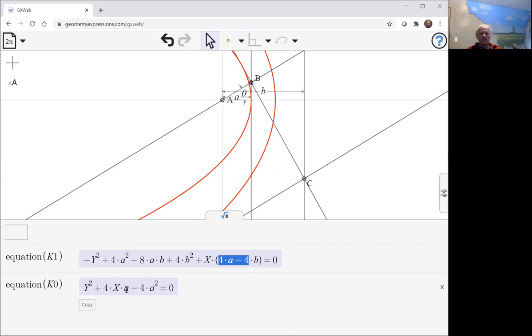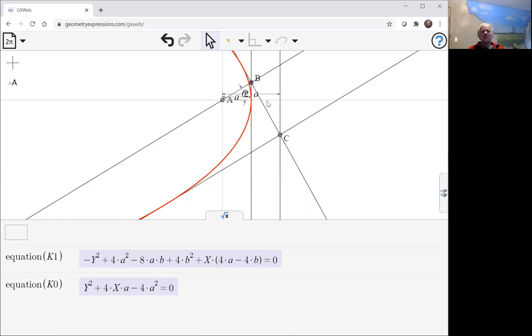Instead of multiplying 4a times x, we have 4a minus 4b. We've also got a minus sign there. If b were in fact 2a, so if instead of b we said 2a, we can see these look like the same curve.